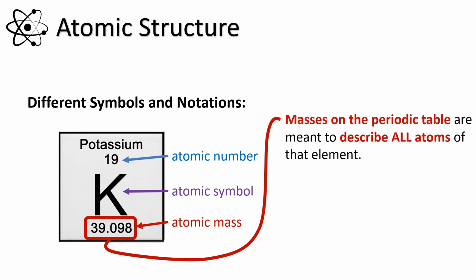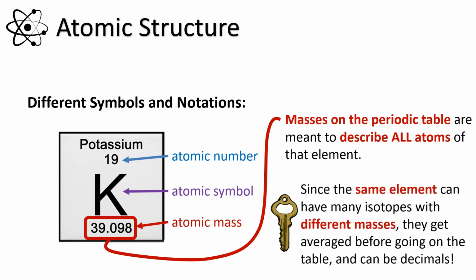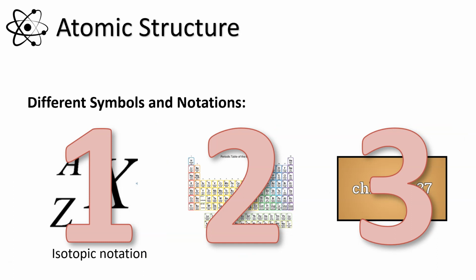This actually goes back to something from earlier in this lesson, isotopes. Because the periodic table isn't just describing one potassium atom, it's describing all the potassium atoms in the whole universe. And because the same element can have many isotopes with different masses, they get averaged before going on the table. So in other words, some potassiums might have a mass of 38, some might have a mass of 39, some might be 41. I'm just making these up. The point is, how are you going to represent all those different masses? And the answer is you average them. And of course, when you average things, you can get decimals.